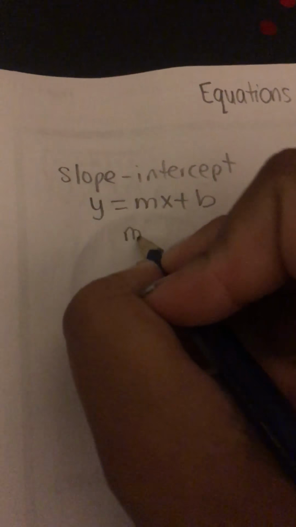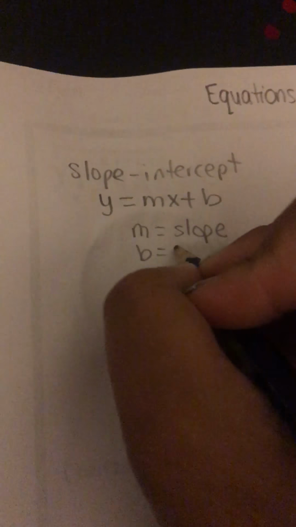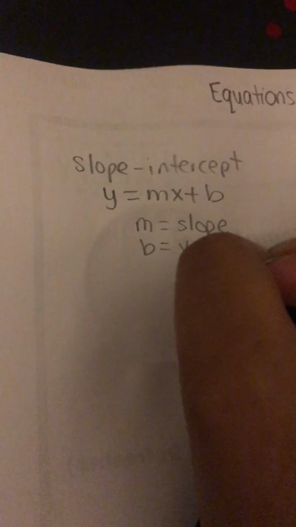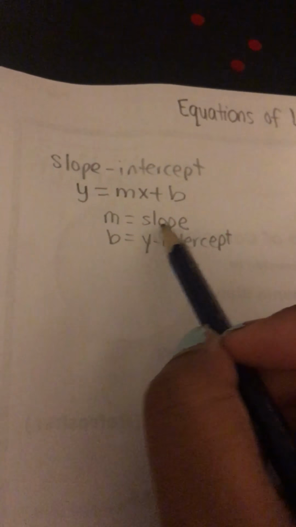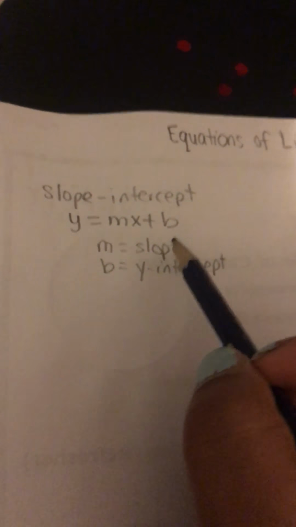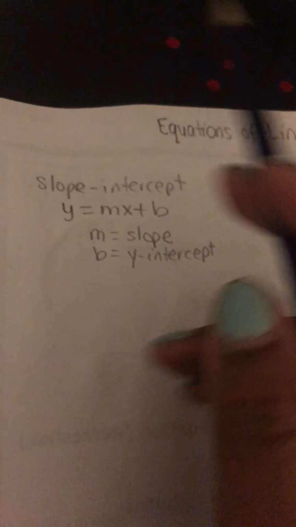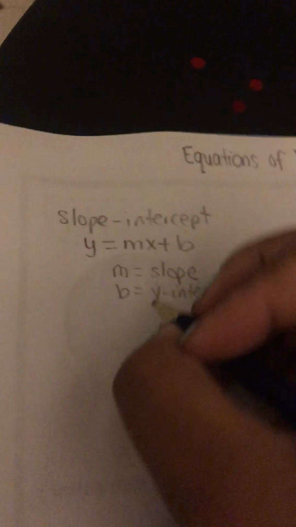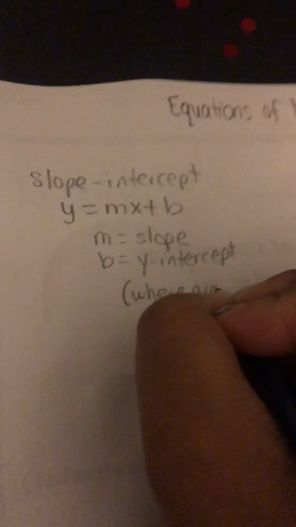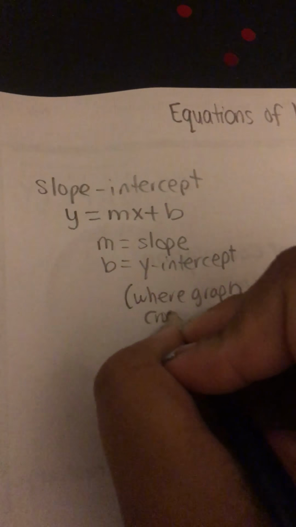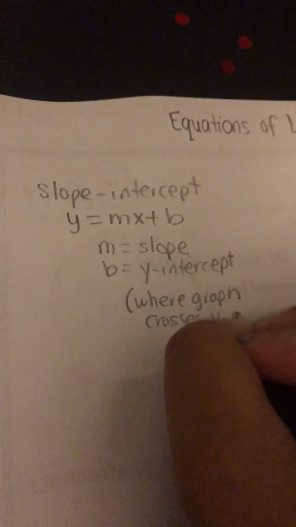Slope-intercept says y equals mx plus b, where m is the slope and b is the y-intercept. The slope you learned about yesterday. It's how high the graph is, like how high the rise over run is. The y-intercept, which you might have forgotten, is where the graph crosses the y-axis.